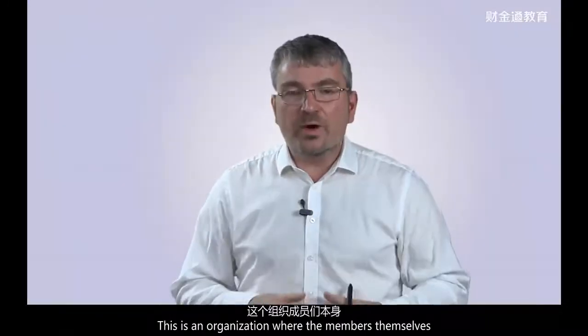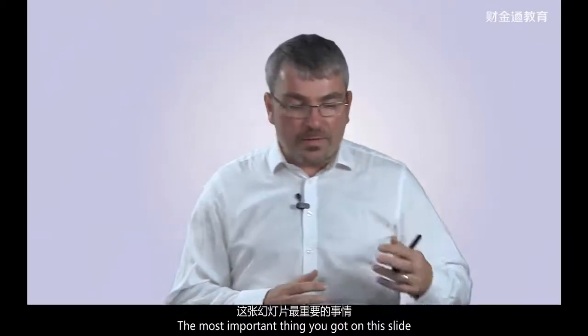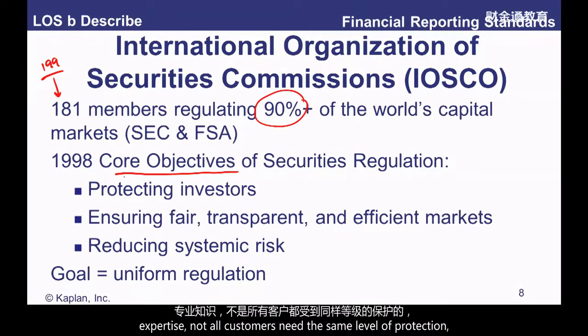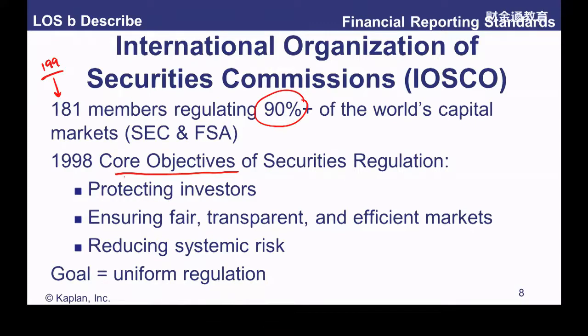So this is an organisation where the members themselves are security markets regulators, such as the SEC, such as the FSA. Now, the most important thing I think you've got on this slide is knowing what the core objectives are. So number 1, protecting investors, which of course is normally the primary guideline for a securities market regulator. So we're protecting investors given their level of expertise. Not all customers need the same level of protection.